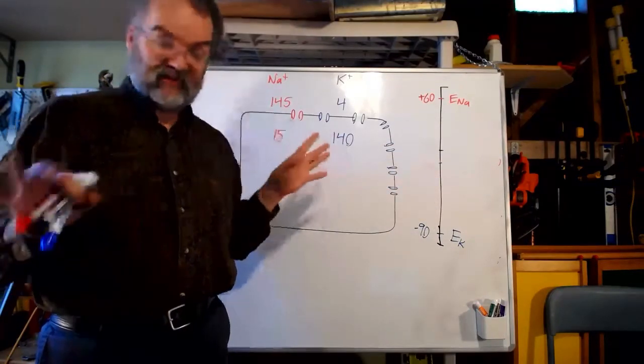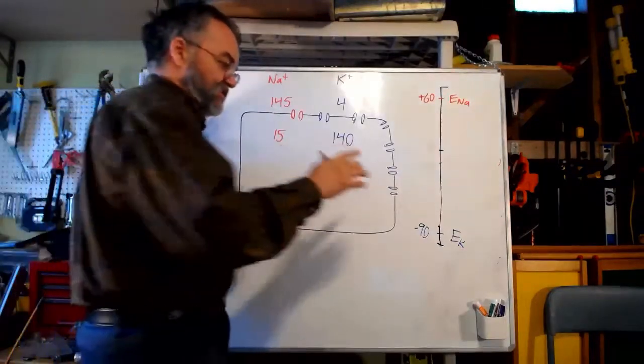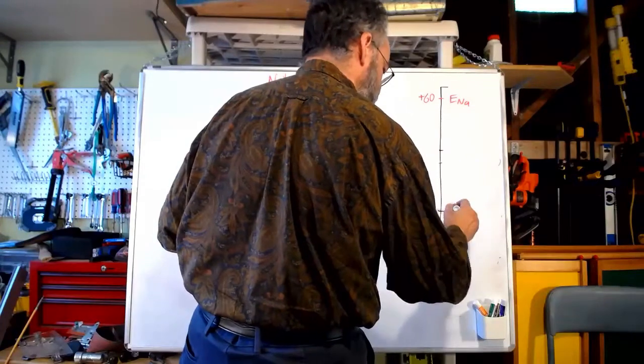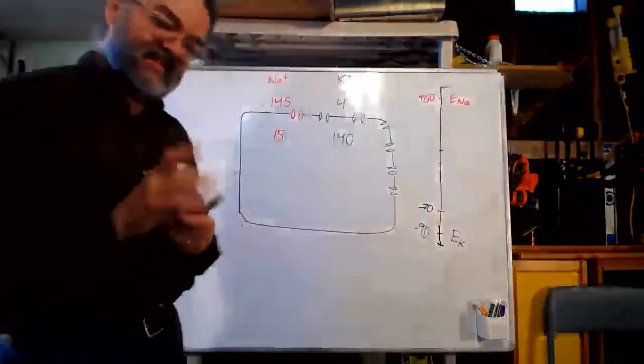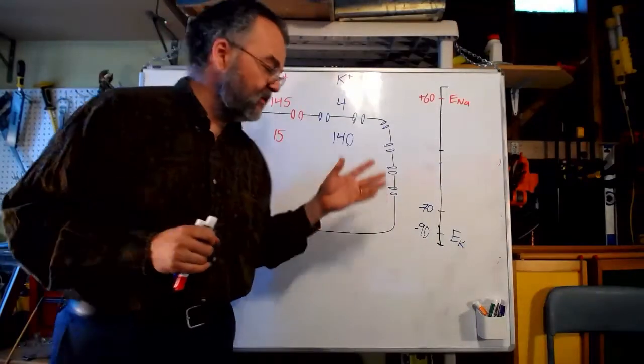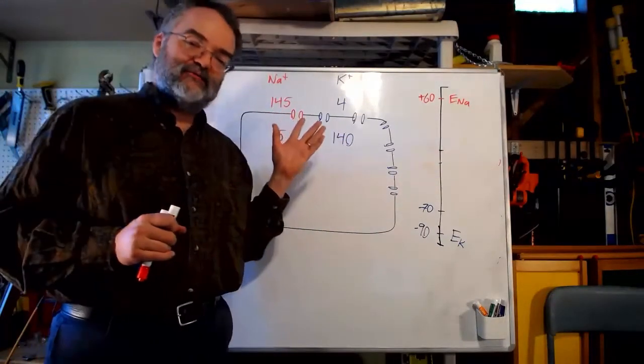Now if I did the math, what I'd find is that I'd end up somewhere around negative 70. Let's see if that makes sense using what we just talked about. What happens at -70? Think of this almost like a freeway.